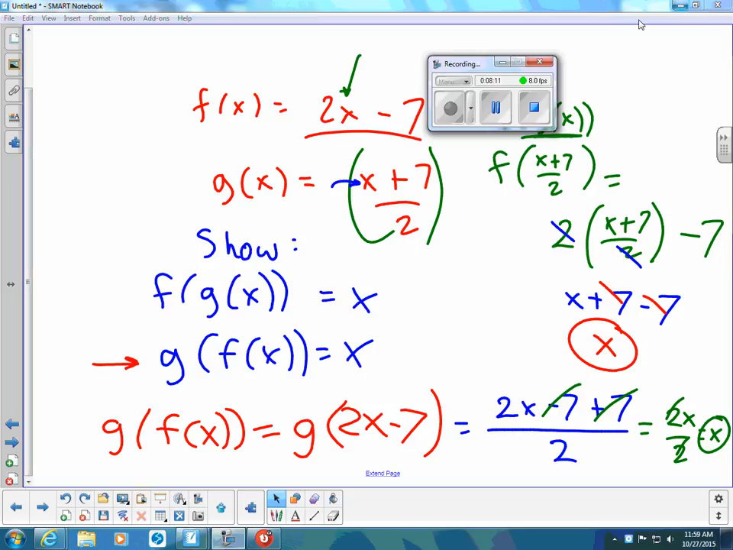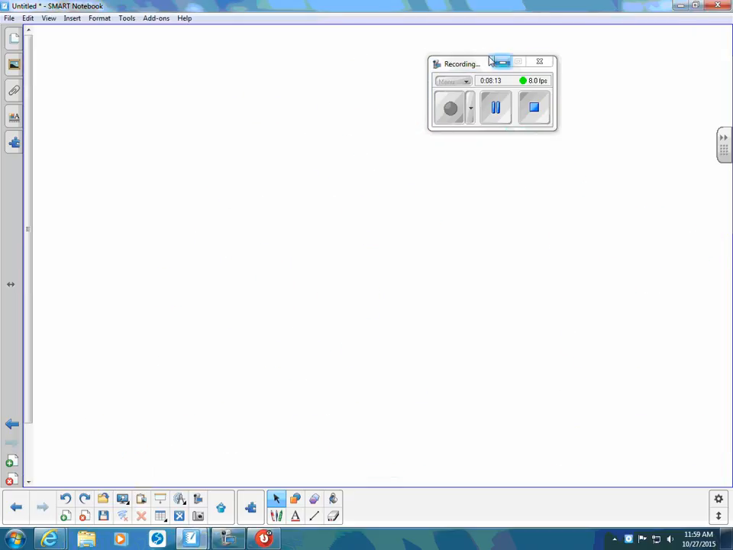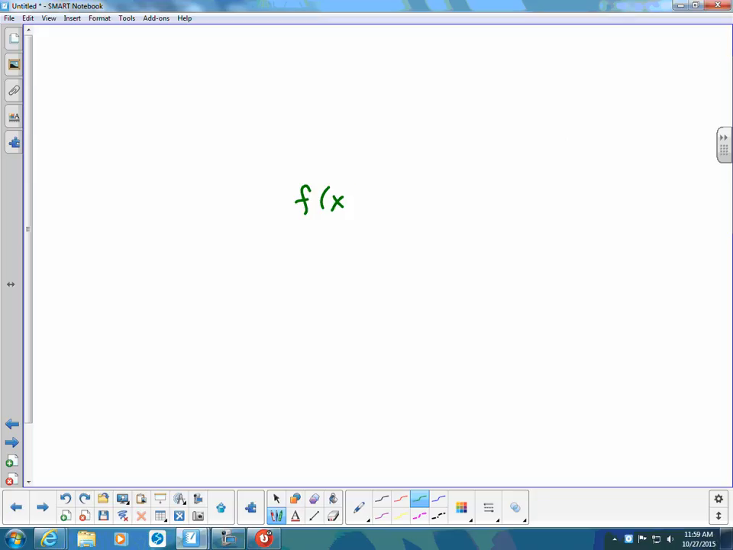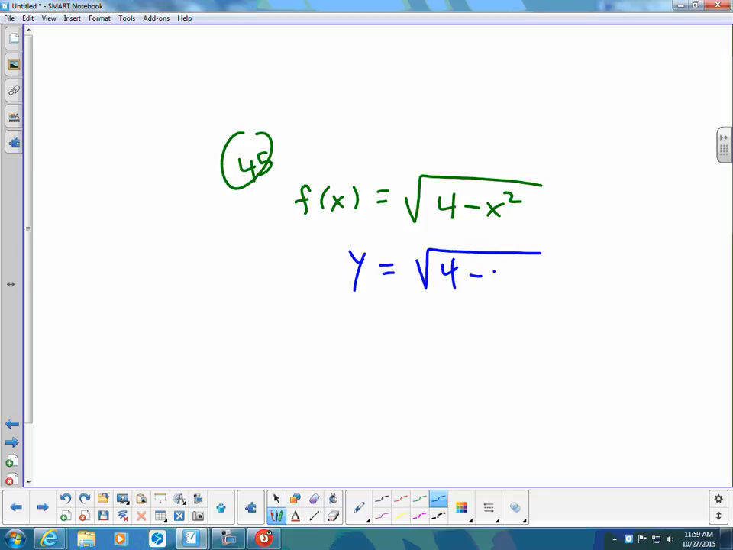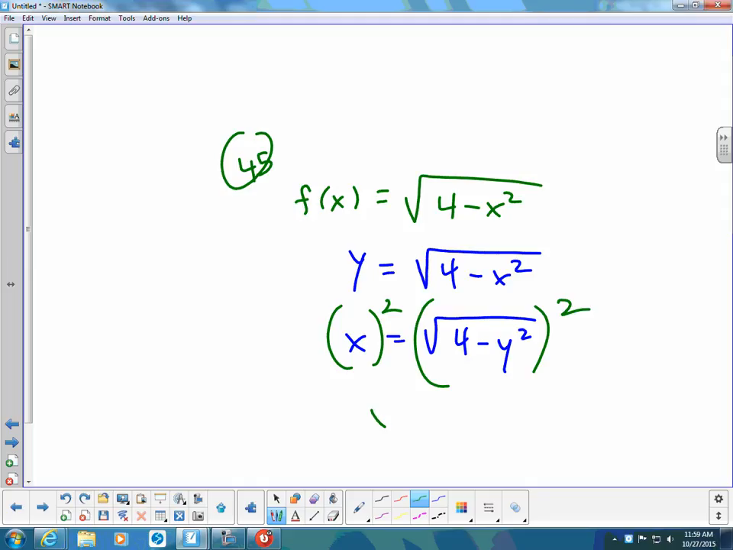Okay, so if we're looking at number 45, the function was f of x equaling the square root of 4 minus x squared. If we're trying to find the inverse, we would rewrite f of x as y. Then we're going to switch the x and the y, and we're going to solve for y. We're going to do that by squaring both sides. And so I get x squared equaling 4 minus y squared.